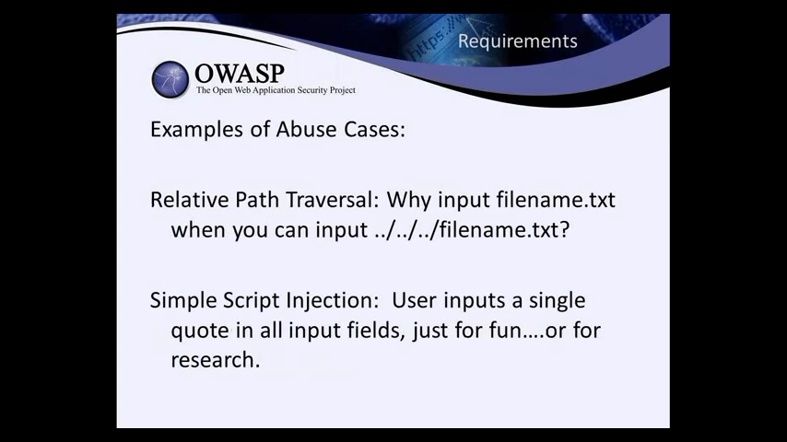So just a couple examples of abuse cases. Relative path traversal. Why input file name.txt when you can input ../ file name.txt? And it's usually not file name.txt. It's cmd.exe, or msiexec.exe, all kinds of shadow files that look like they're supposed to be there, but are malicious. Simple script injection. User input the single quote in all input fields. What's going to happen? So these are abuse cases.